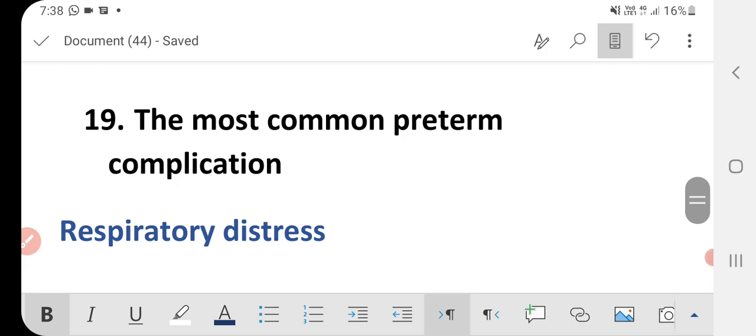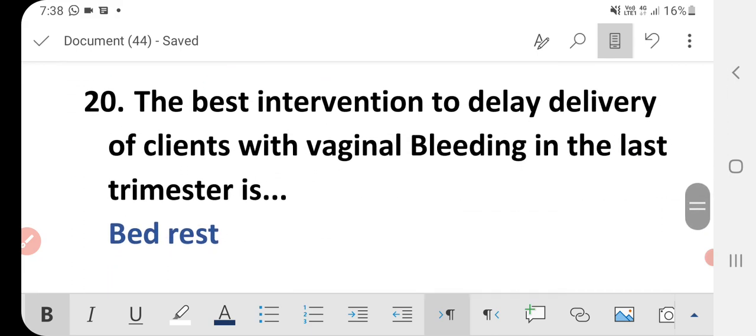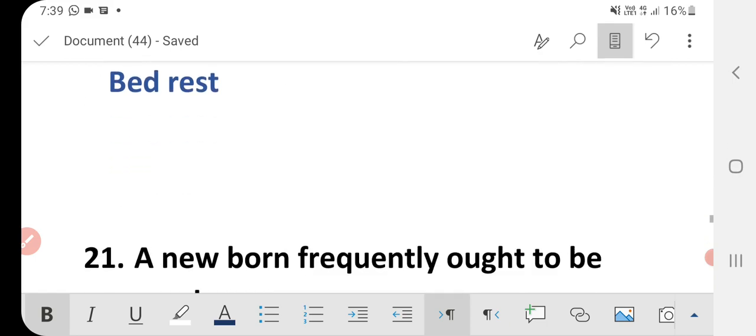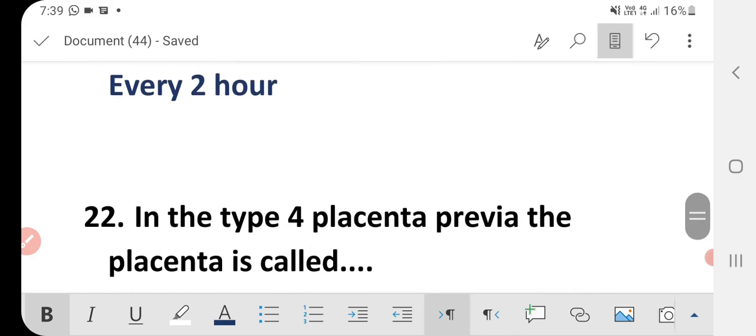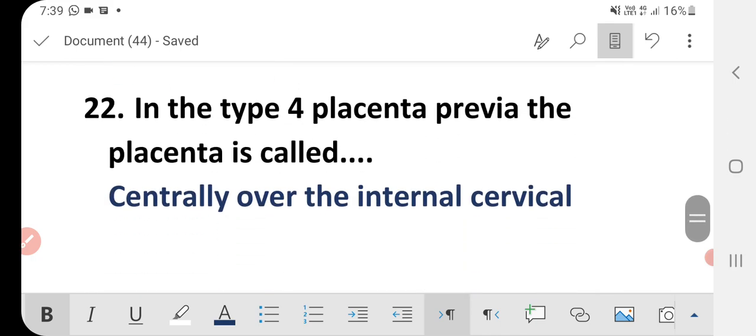19th, the most common preterm complication is respiratory distress. 20th, the best intervention to delay delivery of clients with vaginal bleeding in the last trimester is bed rest. 21, a newborn should be nursed every 2 hours. 22, in type 4 placenta previa, the placenta is located centrally over the internal cervical os.